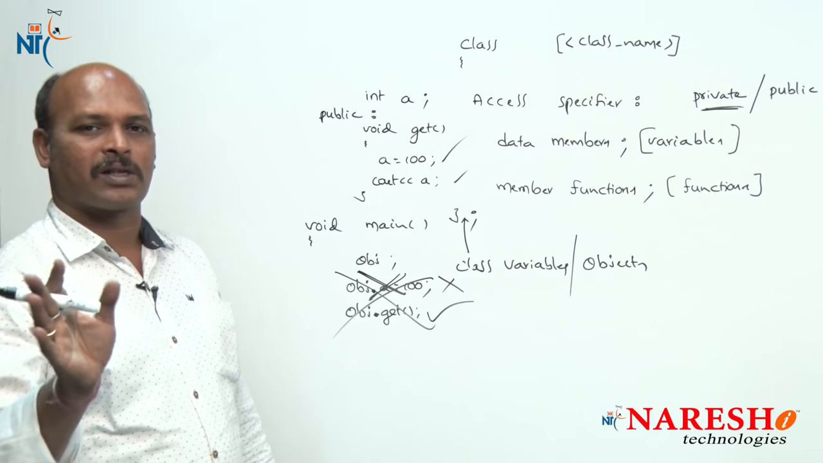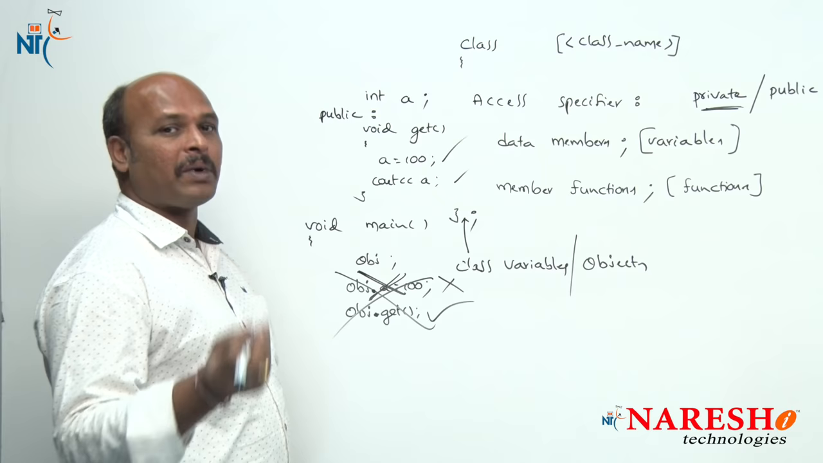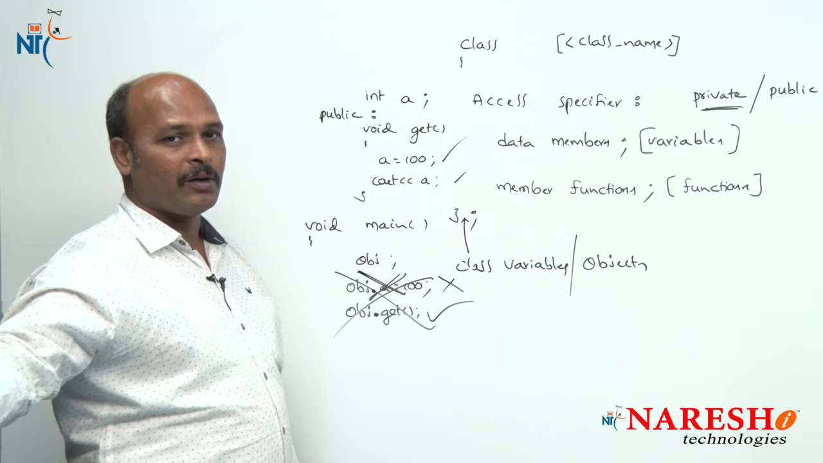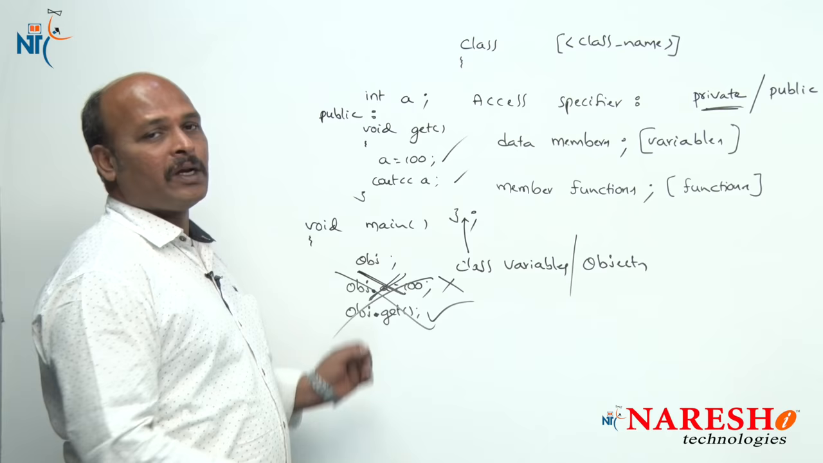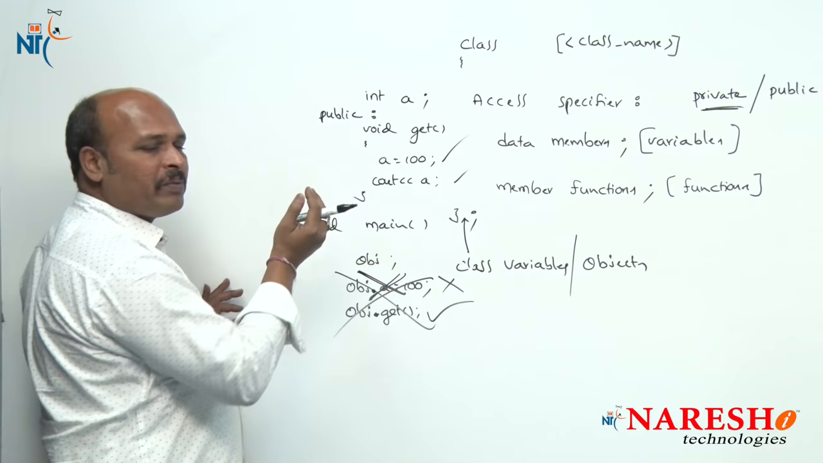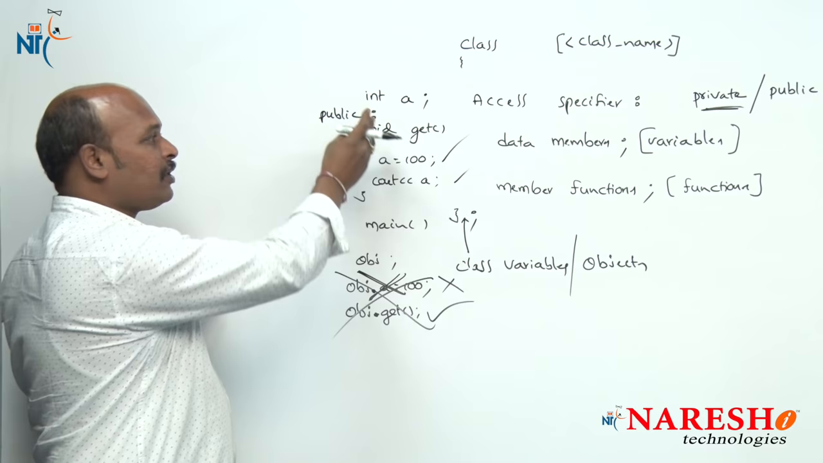That's why declare at least one member as public, otherwise use friend functions, otherwise use pointers. But we are going to discuss friend functions later, so right now I am not going to discuss friend functions and pointers. And that's why you have to maintain at least one public member function. Inside the public member function, we can call the private members. Now I'm going to give full picture clarity.